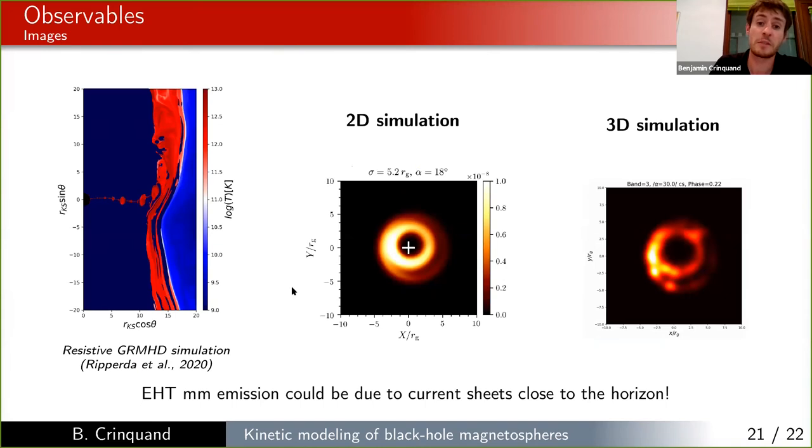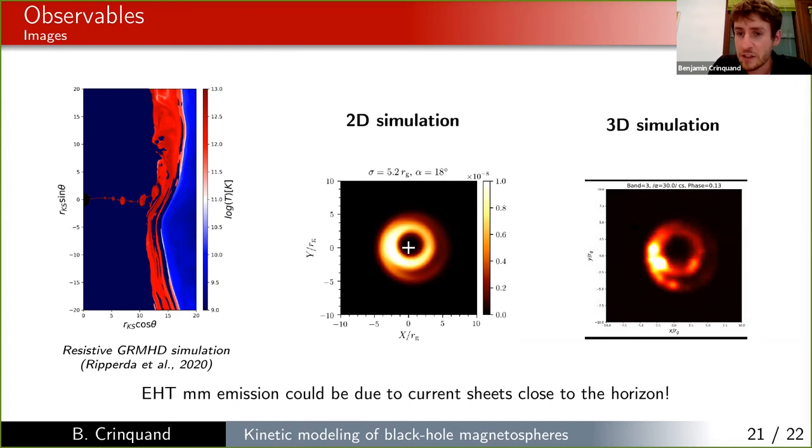We see a time averaged image in the middle, and we also reconstructed 3D images in the 3D simulation that Benoit showed you before. The variation in this video is the phase of the observer, so you have basically the observer rotating around the black hole. You can see that there are some kinds of hotspots flowing around the ring. This is the clear signature of the plasmoids, which are emitting synchrotron radiation, and this might explain why there are hotspots in the images from the EHT.